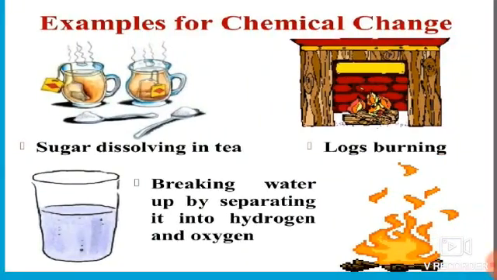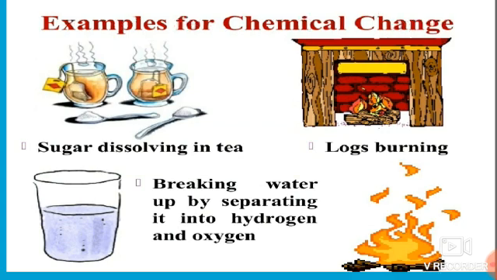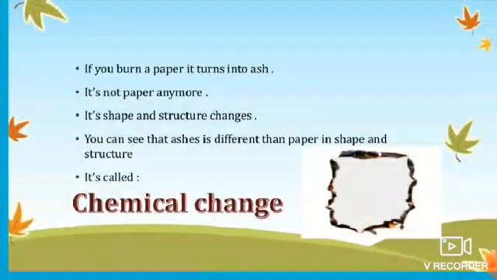Some examples of chemical changes are given on your screen: burning of logs, sugar dissolving in tea, breaking water up by separating it into hydrogen and oxygen. Another example is if you burn a paper, it turns into ash. It's not paper anymore. Its shape and structure change. You can see that ash is different from paper in shape and structure. So, it is called a chemical change.